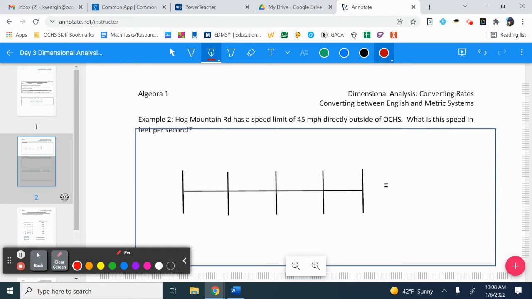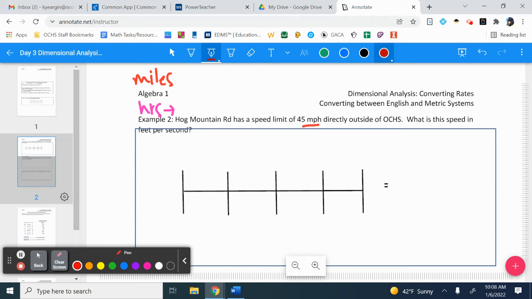So as we continue forward, we're now going to look at yet another example. We have Hog Mountain Road has a speed limit of 45 miles per hour directly outside of Oconee County High School. What is this speed in feet per second? So again, as we get ready to set up our roadmap, because that's going to be most important, I'm given miles per hour. So I know that miles is going to have to turn into something and that hours are going to have to turn into something.